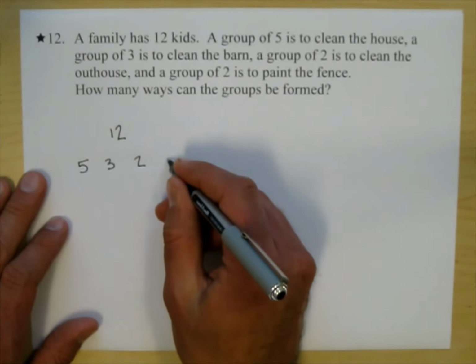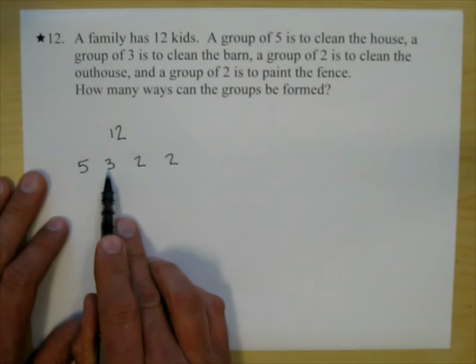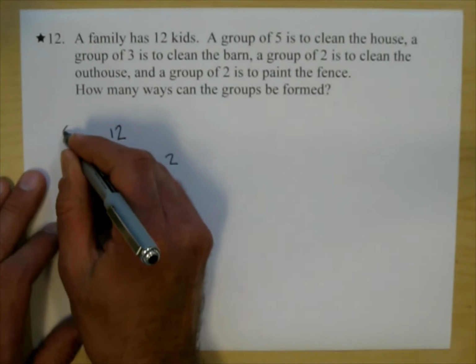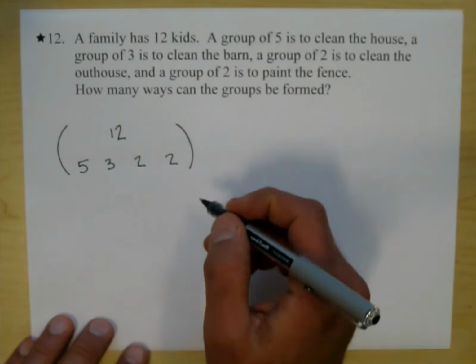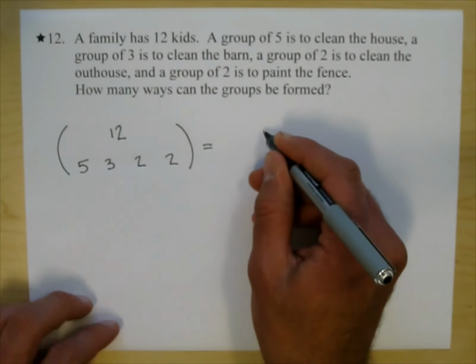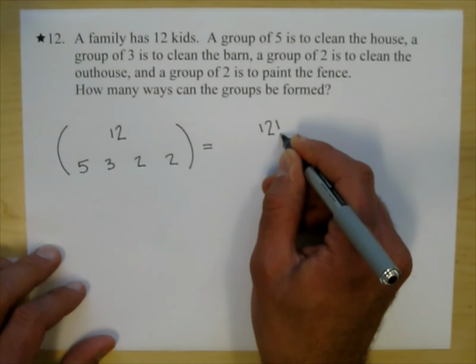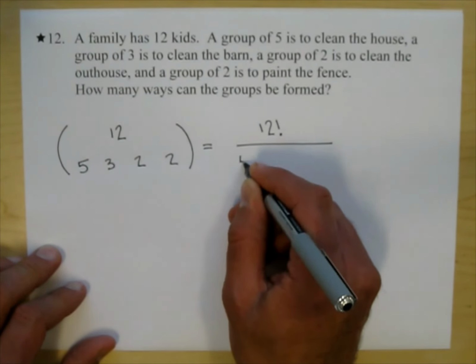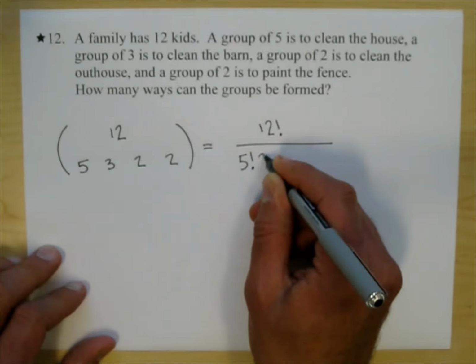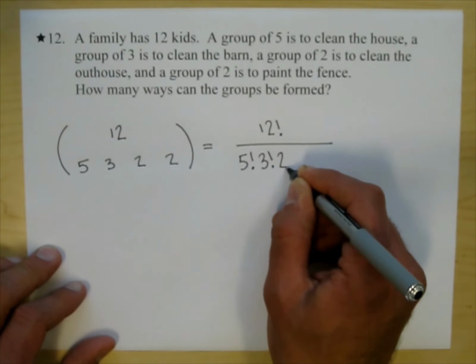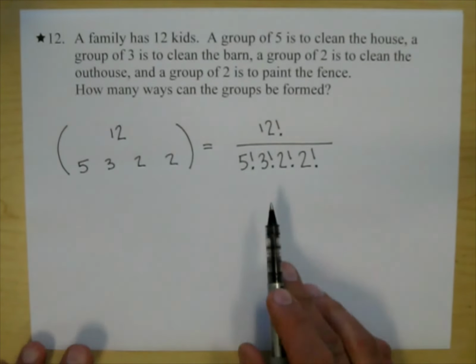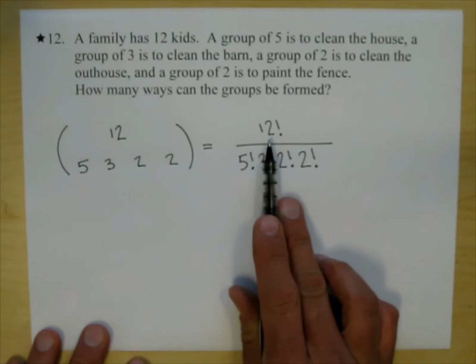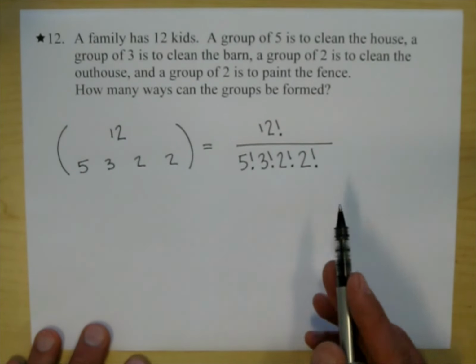and 2 have to paint the fence. And you can see that those guys there, 8, 9, 10, 11, 12, they add up to make up for the 12 kids. So how would you do this problem? You'd go 12 factorial over 5 factorial, 3 factorial, 2 factorial, 2 factorial. And then, of course, you can write this out so it's 12, 11, 10, 9, 8, 7, 6, 5 factorial, cancel the 5 factorials, and do the work on it.